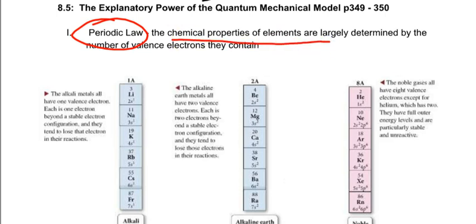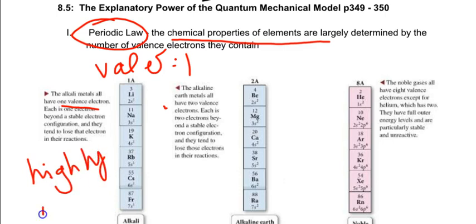So group 1A has a valence electron of 1. And look at lithium, sodium, potassium, rubidium. What do you know about these alkali metals? They have one valence electron. Each is one electron beyond a stable electron configuration, so they're going to lose one electron in their reactions. As you may or may not remember, they lose that one electron in a very spectacular way. They're highly, highly reactive. That's what they all have in common. And why are they so reactive? Because they all have one valence electron that they're trying to get rid of, okay?